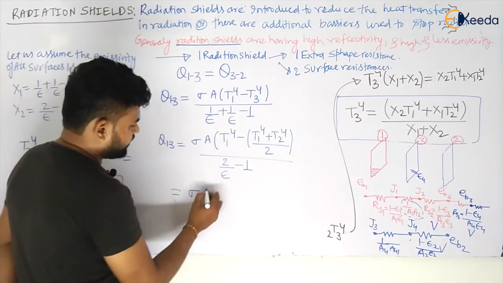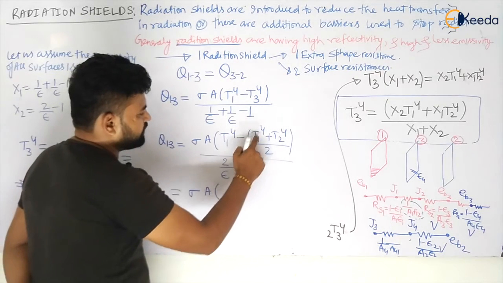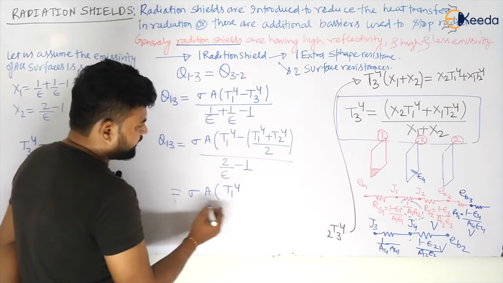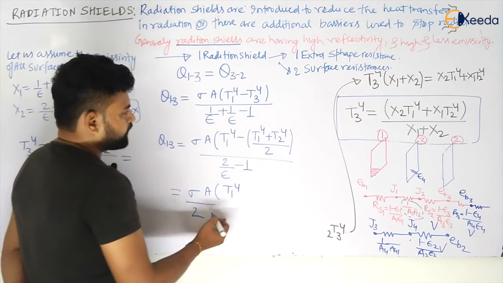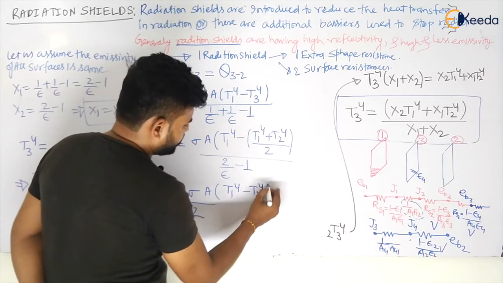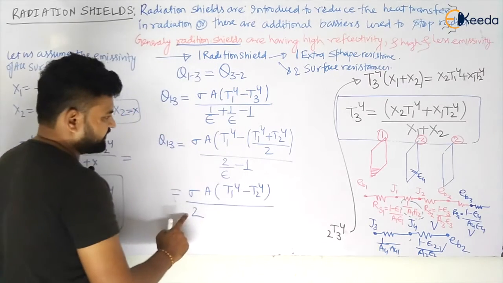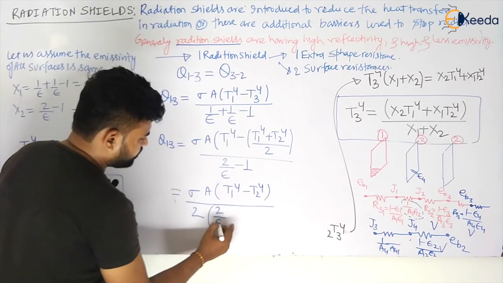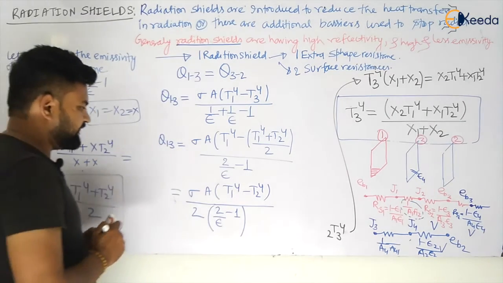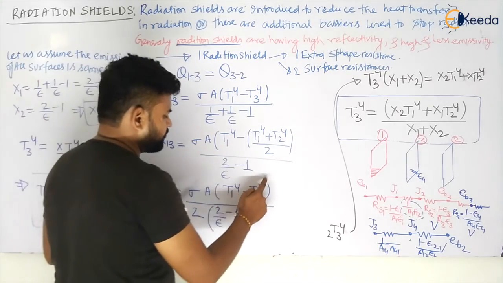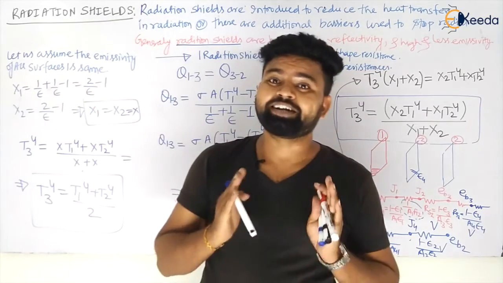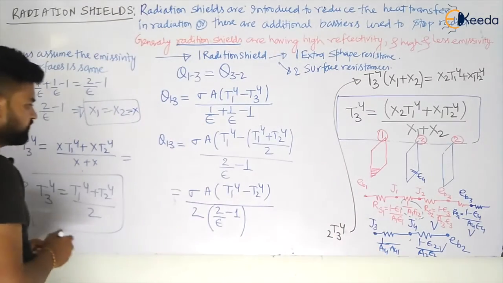So in this equation, T1 to the power 4 minus T1 to the power 4 by 2 will be T1 to the power 4 by 2. I have taken out 1 by 2, then minus T to the power 4 by 2. So this will be divided by 2 by E minus 1, my dear students. So sigma A (T1 to the power 4 minus T to the power 4) divided by 2 by E minus 1 is nothing but the heat transfer without radiation shield.